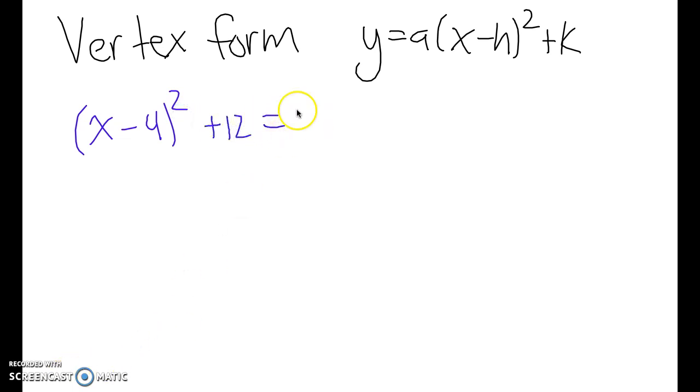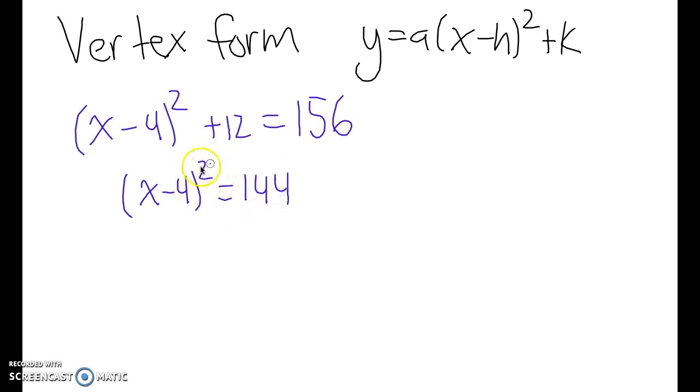equals 156, and we start to solve, our goal is going to be to isolate this expression so we can take the square root. So subtracting 12 from both sides gives me x minus 4 quantity squared equals 144. Then I take the square root, so I get x minus 4 equals 12. But I have to remember once again to take the positive or negative square root. That's because two situations can be true to make this equation true.